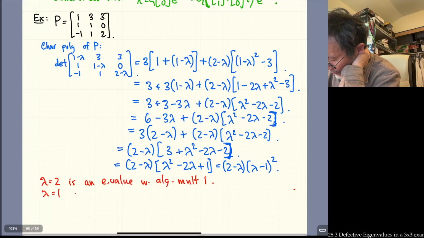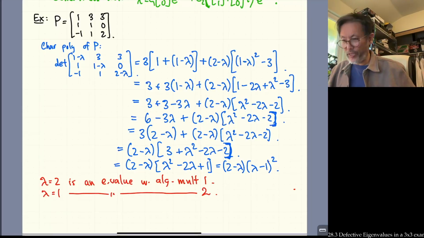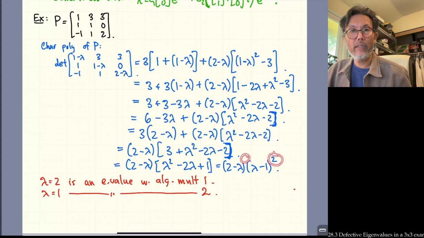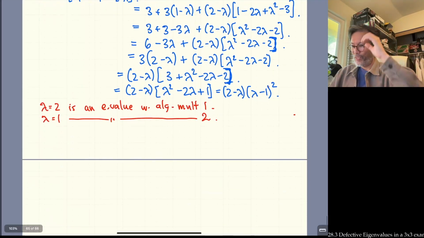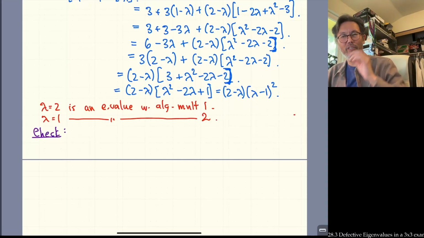Lambda equals 1, though, is an eigenvalue with algebraic multiplicity 2. Why 1 and 2? Because that's the number of times their respective factors appear in the factorization. Okay. Now, you can check. I'm encouraging you, imploring you to do this, okay?